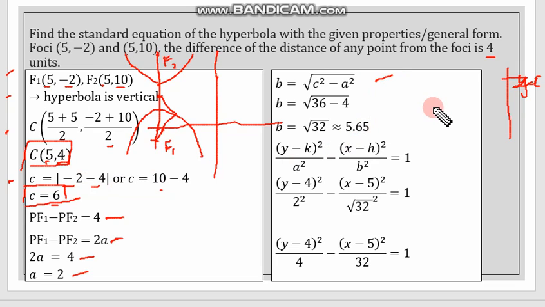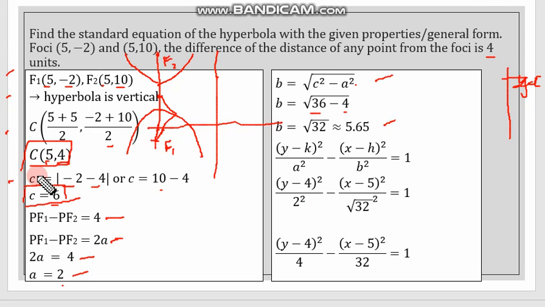So b is equal to the square root of c squared minus a squared. c squared is 6 times 6, which is 36. a is 2, 2 times 2 is 4. So 36 minus 4 is 32. So b is the square root of 32, approximately 5.65.